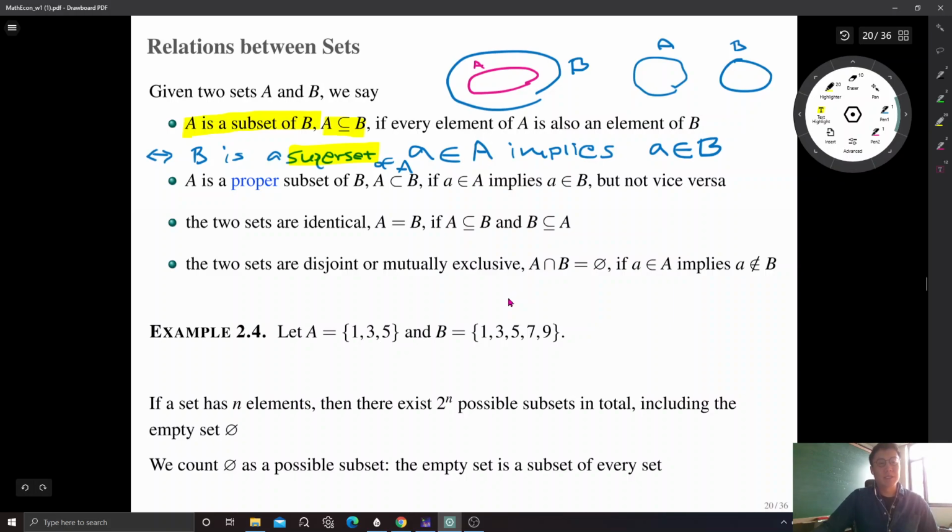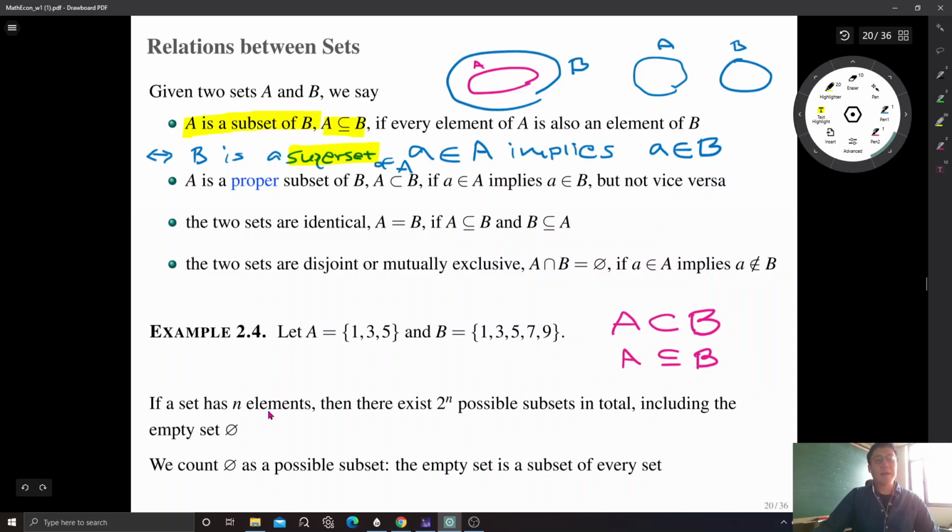Here is one example. Set A is the collection {1, 3, 5}. B is the collection {1, 3, 5, 7, 9}, and clearly A is a proper subset of B. So we may write A is a proper subset of B, or A is just a subset of B. These two statements are true.